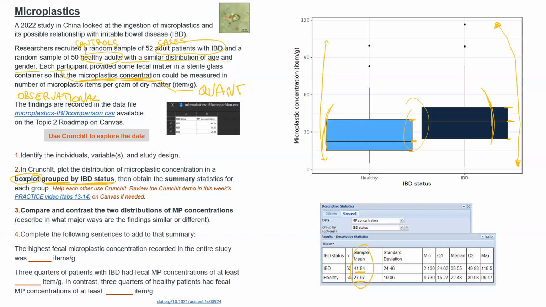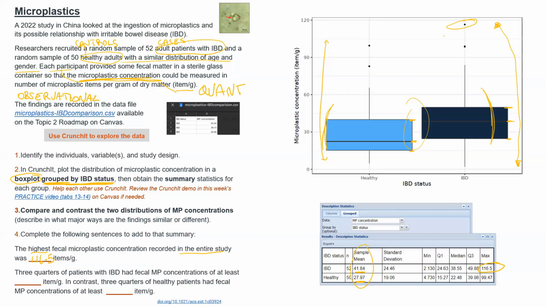Well, we might want to know what was the highest microplastic concentration recorded for the entire study, regardless of group. And the summary statistics show that value is 116.5 items per gram. You can also see that on the graph, the largest value is for the IBD group, and you can see that it is just shy of the 120 mark.